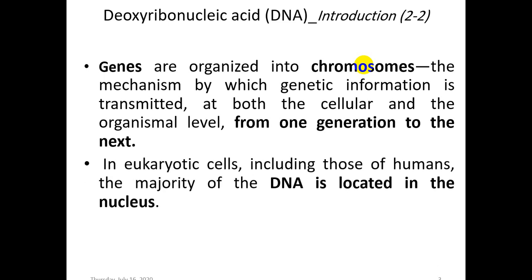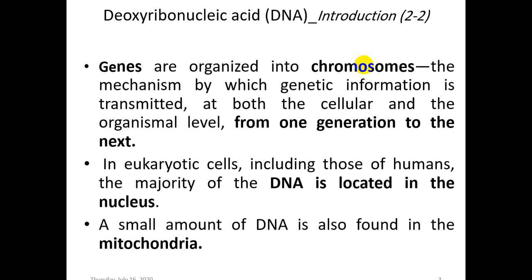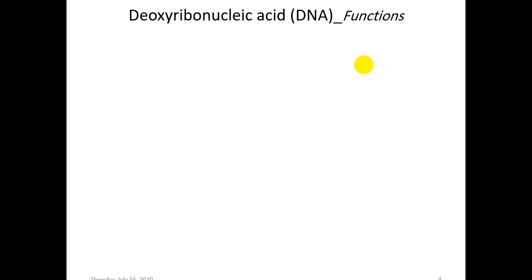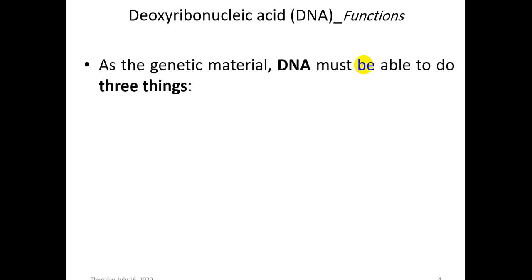In eukaryotic cells, including those of a human, the majority of DNA is located in the nucleus. So where is this store of the information of your genetic makeup? It is in the genes, in the chromosomes, and mainly they are sitting in the nucleus of the cell. Okay. A small amount of DNA is also found in the mitochondria. So the majority is in the nucleus, however, some of it is in the mitochondria.